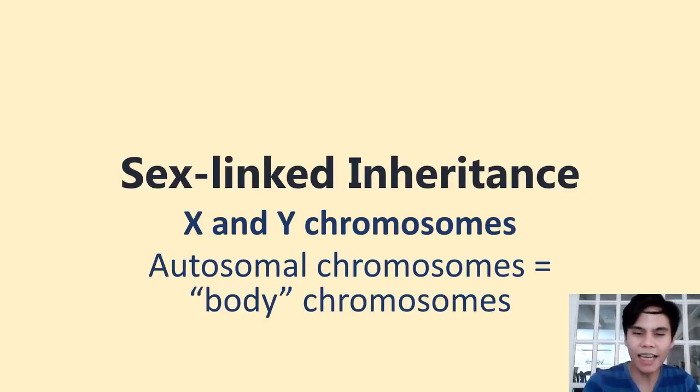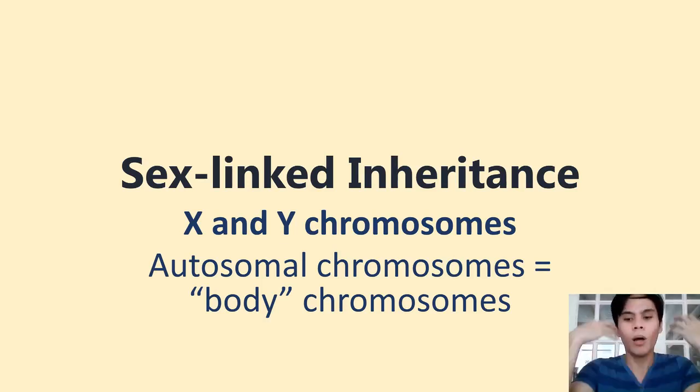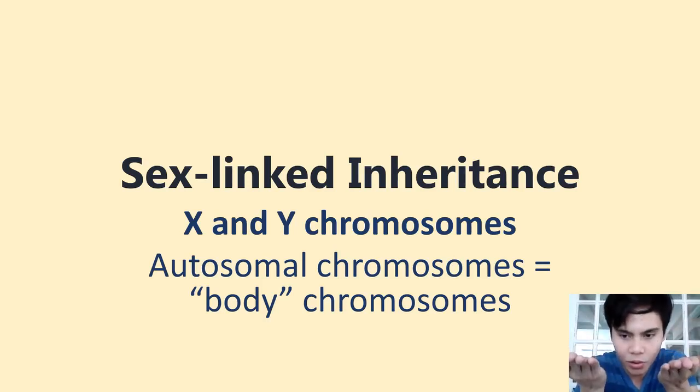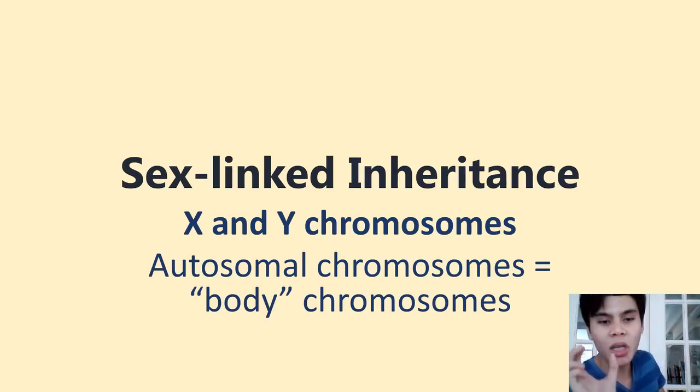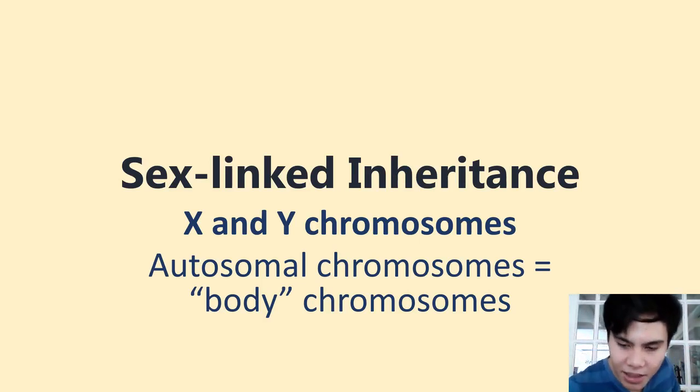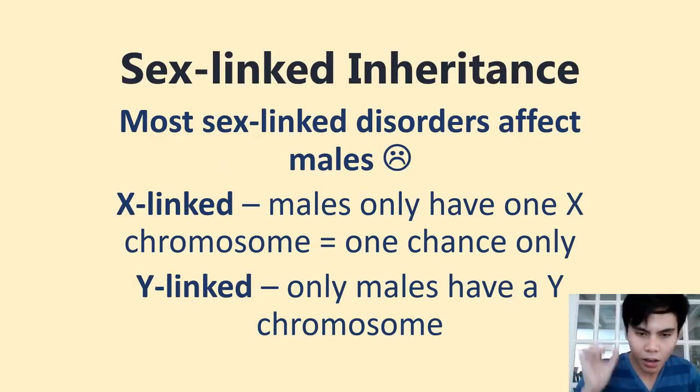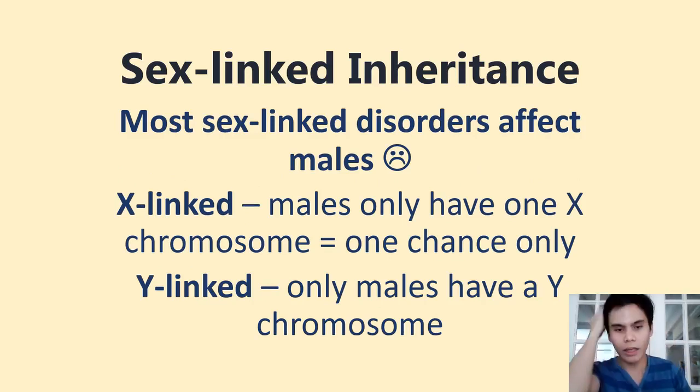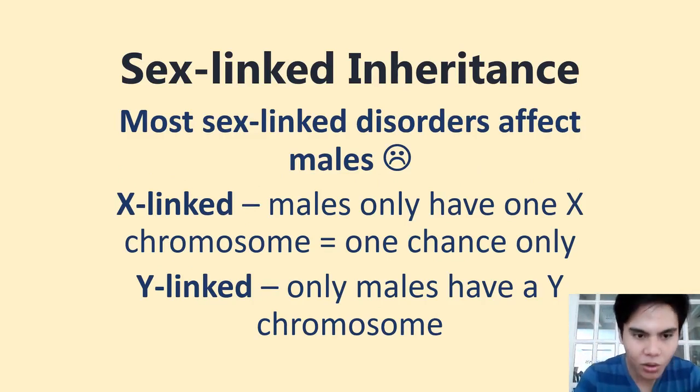But moving on, we have sex-linked inheritance. So this isn't as fun as it sounds. It just means that your inheritance is linked to your sex chromosomes, your X and Y chromosomes. On the other hand, if we say body chromosomes, there's no such term as body chromosomes. We call them autosomal chromosomes. Alright, so you have the sex chromosomes and autosomal chromosomes. If we focus on the sex chromosomes, we have sex-linked inheritance. This means that the genes are on the sex chromosomes themselves. Okay? And it depends whether it's on the X chromosome, which makes it X-linked, or if it's on the Y chromosome, which is Y-linked.